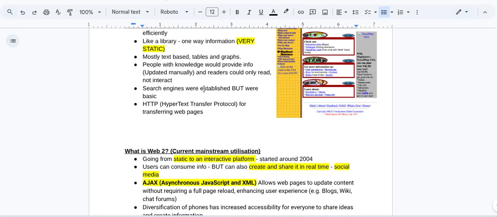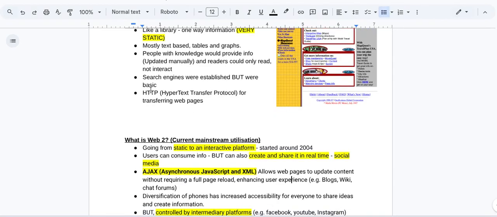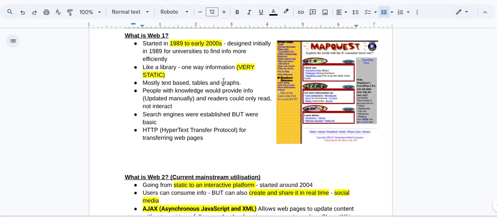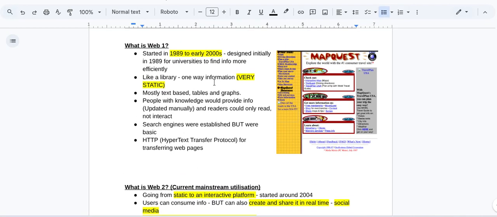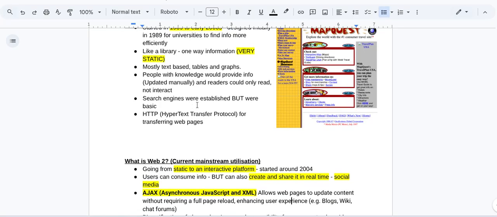And search engines were established but very basic, so like Yahoo, Google at a very early stage in its development, and mainly used the HTTP, so Hypertext Transfer Protocol, for transfer into websites. So again, very basic, and I'd say difficult to navigate. Again, just very basic information, just like a library near enough.